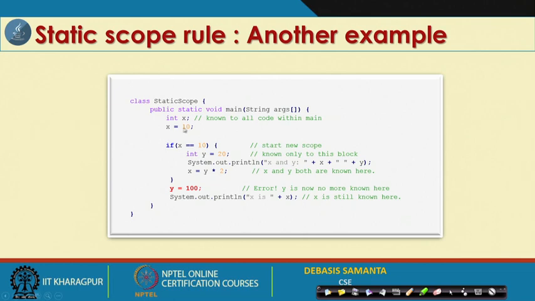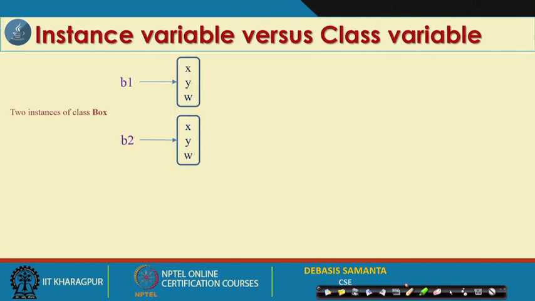Another example: let us see another class that we have declared here. Static scope is the name of the class, and in this class we declare one variable x as an integer, and x is declared as 20. Now, it is declared within this main method, which means that this x has the scope of the entire method.